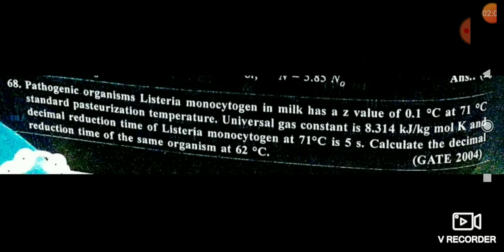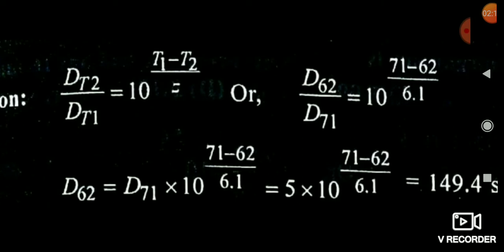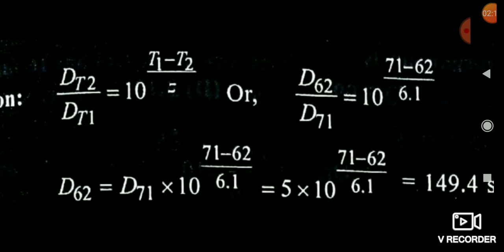Friends, here d71 is given, that is 5 seconds. So you multiply with 5 and you will get your answer, that is 149.4 seconds.